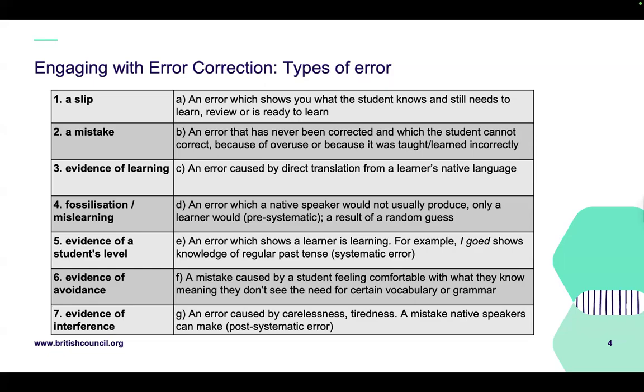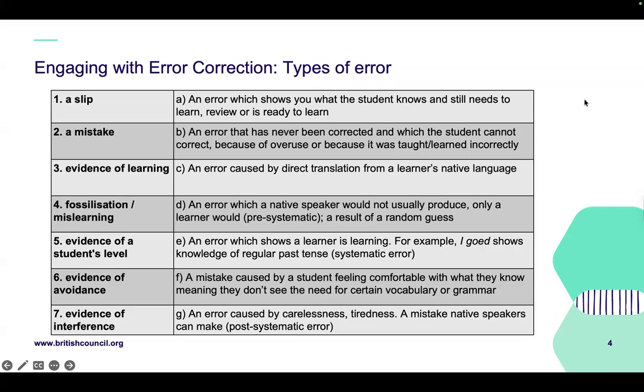Don't forget, it says fossilization and mislearning. So they weren't taught correctly or they weren't learning it correctly. Is fossilization a kind of mistake, teacher? Yes, it's a kind of mistake as well. Okay, look at 5.